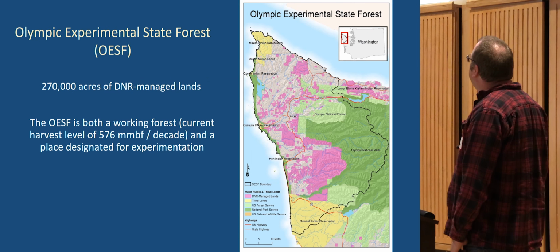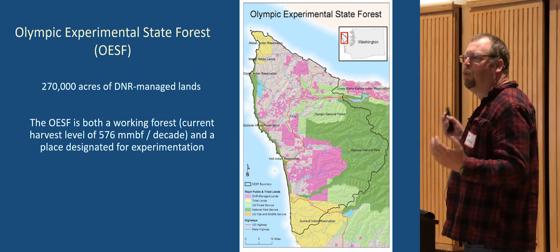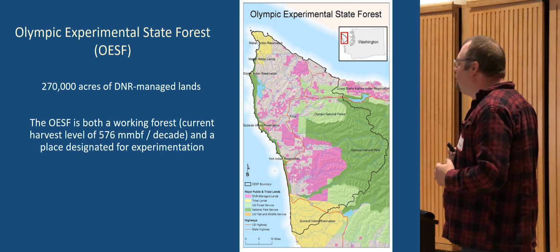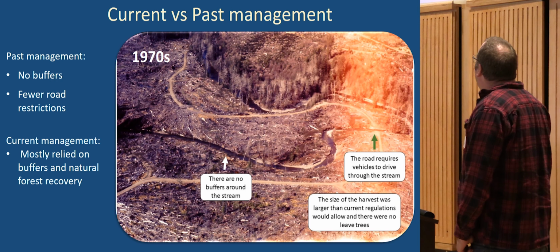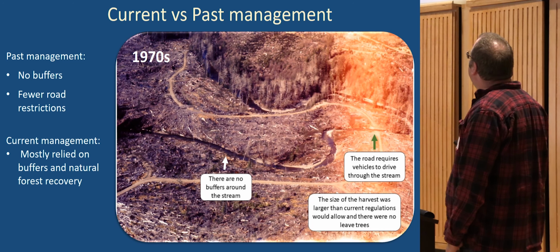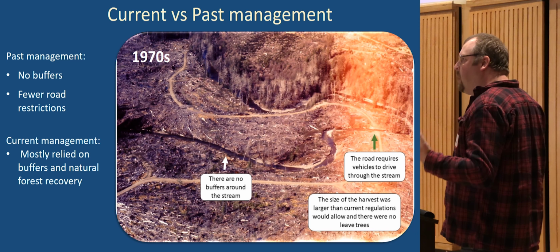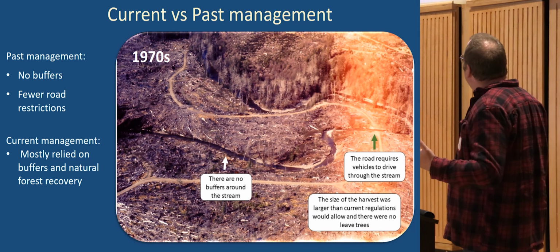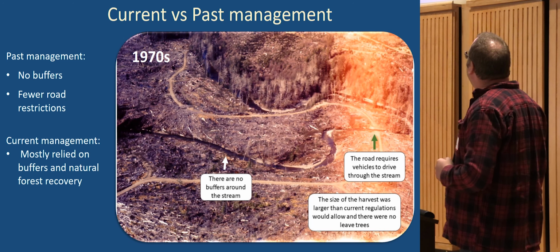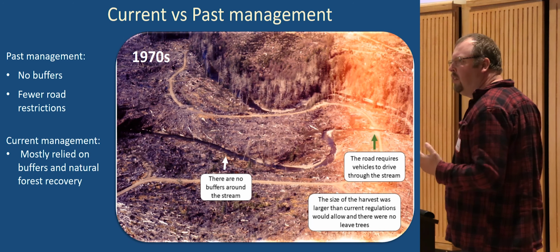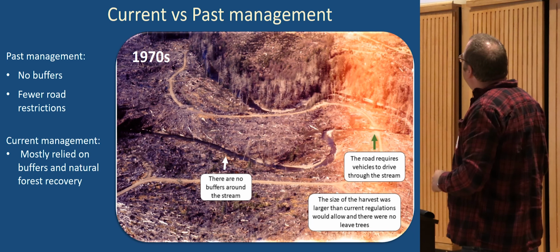So I'm not going to talk too much about the OESF because we've talked about it today, but I want you to understand that most of the forests are in the second growth conditions right now. We've had a gradient of management throughout the years within the OESF, some more extreme than others, and hopefully we're getting better with how we're managing things. But in the past, most of our streams, they cut right through the streams, and there weren't as many restrictions on roads. Like you can see here, the road goes right through the stream.